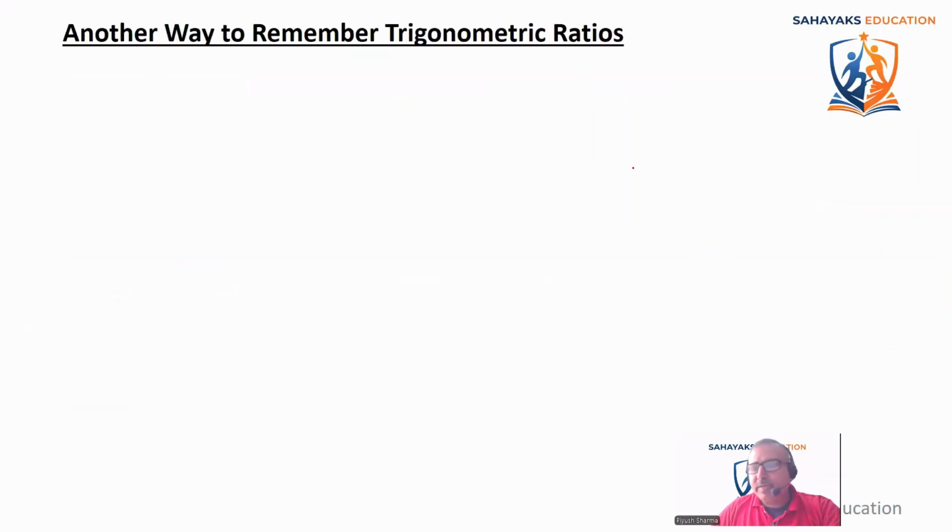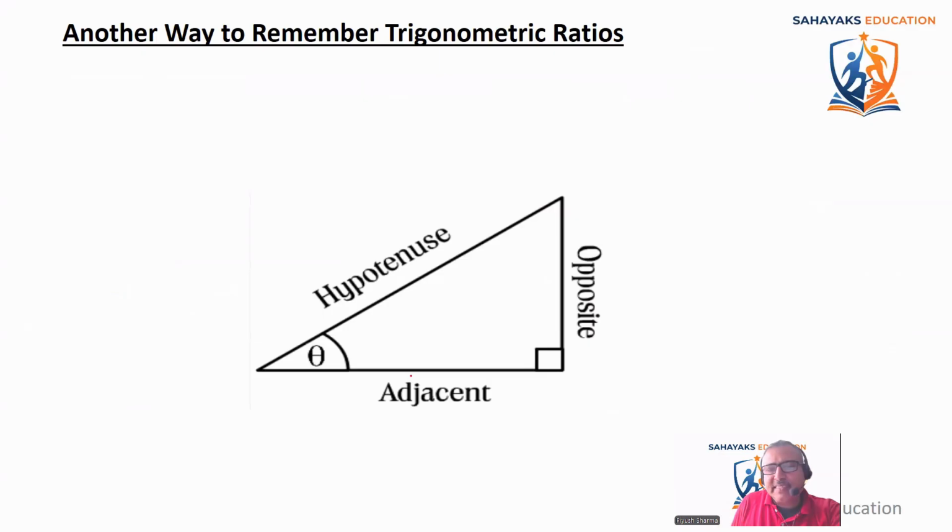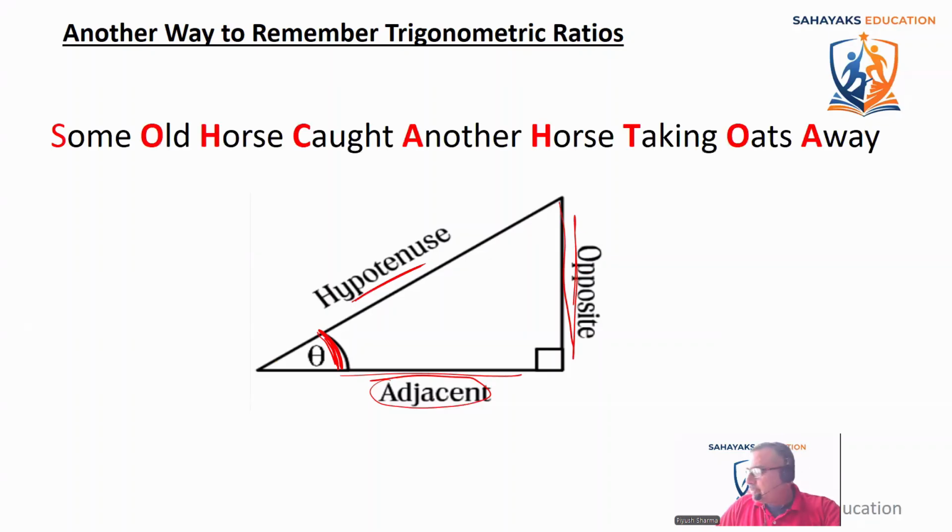Now there are multiple other ways to remember these things. In a triangle, we call this side the adjacent side. Adjacent side means the side adjacent to the angle. And the side opposite to the angle is the opposite side, and hypotenuse is hypotenuse. With this, if you remember, some old horses caught another horse taking oats away. So this is one way of remembering the ratios.